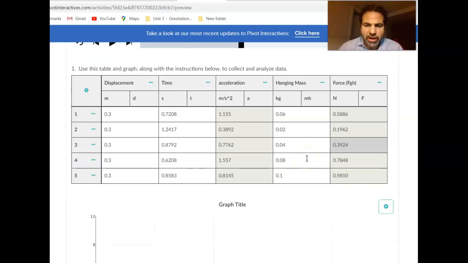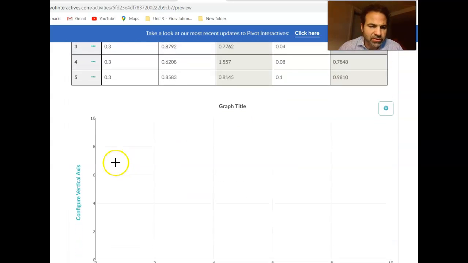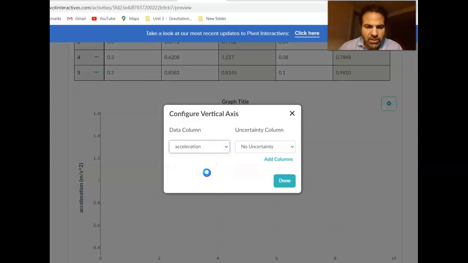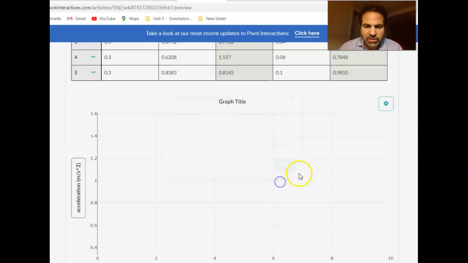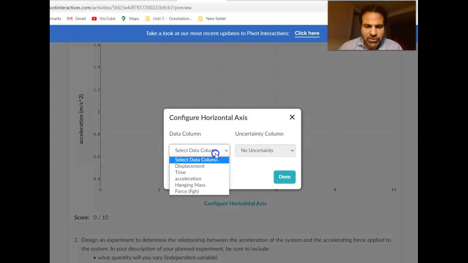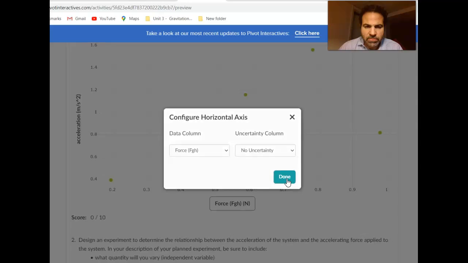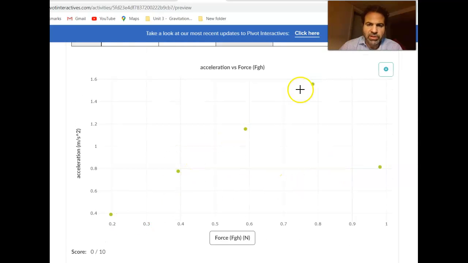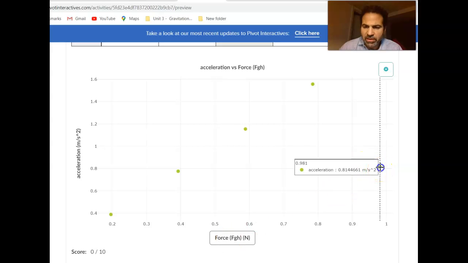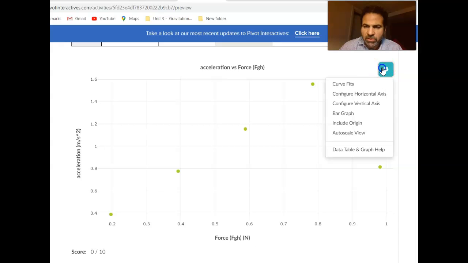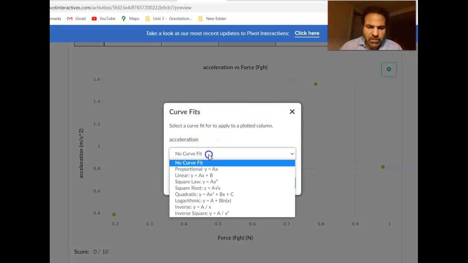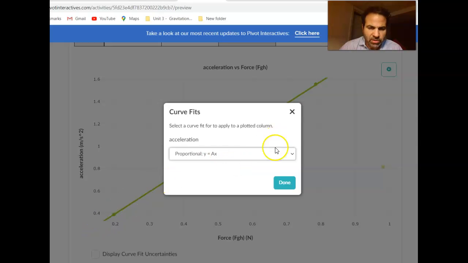So let's go ahead and graph our data now. Acceleration as a function of the force. So we're going to choose acceleration on the y-axis, no uncertainty, as a function of the force. And we get really good data points with the exception of this one. So we'll turn it off. That was the one where it actually came off the wheel, believe it or not. So let's do a curve fit. Looks pretty proportional. Let's hit done.